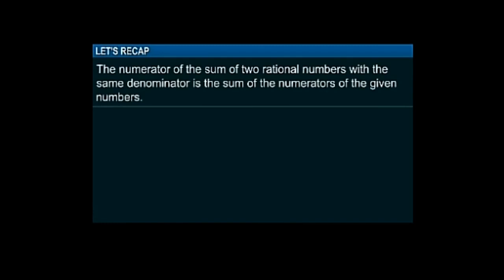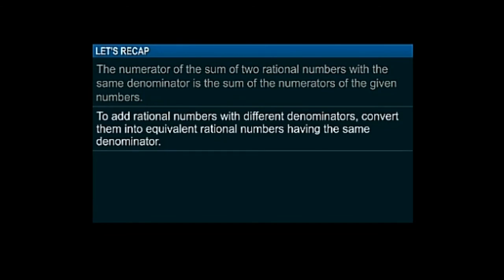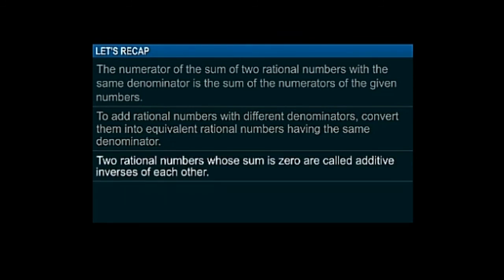Now let us see what we have discussed up to now. The numerator of the sum of two given rational numbers with the same denominator is the sum of the numerators of the given rational numbers, as discussed in the first and second examples. And next, to add rational numbers with different denominators, convert them into equivalent rational numbers having the same denominator. That is, take the LCM of the unlike denominators. So two rational numbers whose sum is 0 are called additive inverses of each other.